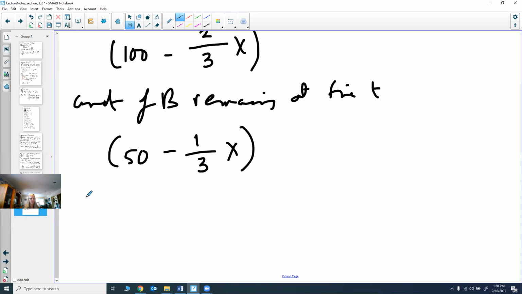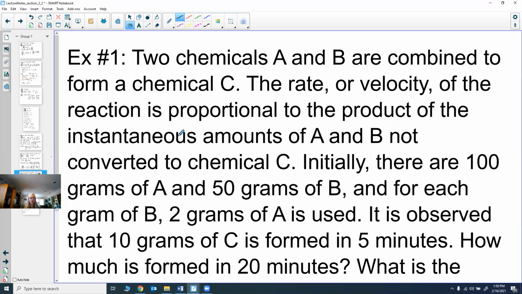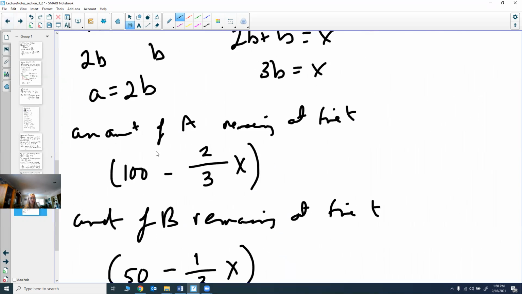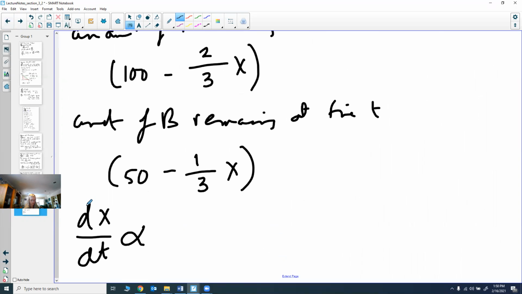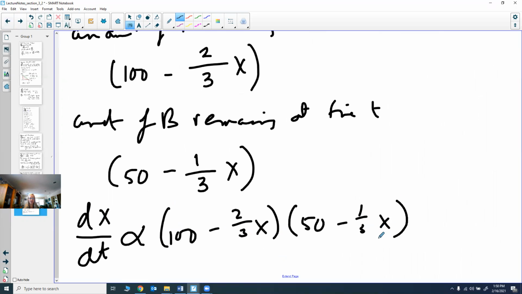So now we know that we can look at dx of t, the rate of change, is proportional. We were told in the problem that the rate of change was proportional to the product of the instantaneous amounts of A and B not converted. So dx/dt is proportional to the amount of A not converted and the amount of B not converted. This makes sense because as you get less and less A, you're not going to have a very fast reaction. And if you get less and less B, you're not going to get a very fast reaction. But when they have a lot of both, you're going to have a much faster reaction.